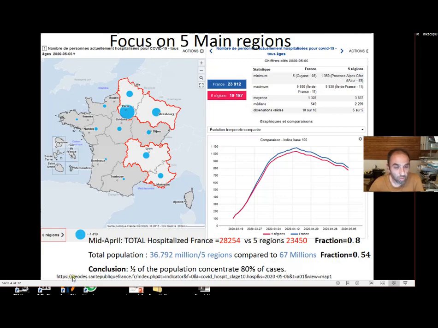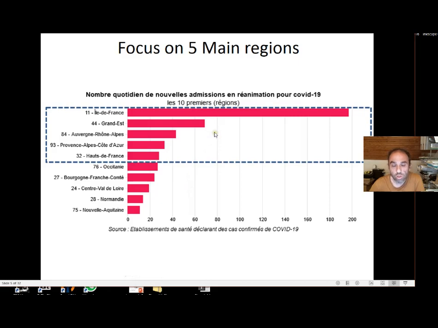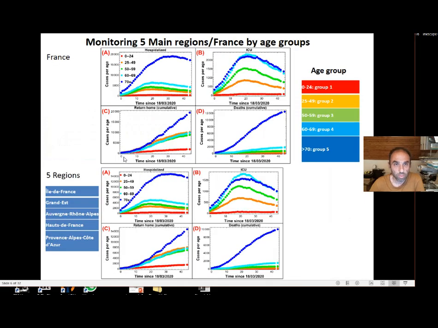All our data came from a public website, Santé Publique France. The five regions that we're interested in are Île-de-France, Grand Est, Auvergne-Rhône-Alpes, Provence-Alpes-Côte d'Azur, and Hauts-de-France. To better analyze the data from these five regions, we decided also to subdivide the age group into five: 0 to 24, group 1, 25 to 49, group 2, 50 to 59, group 3, 60 to 69, group 4, and over 70, group 5.